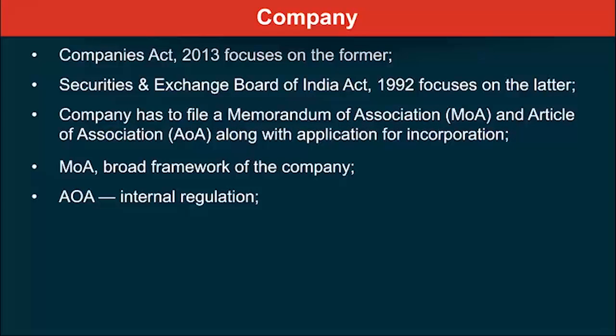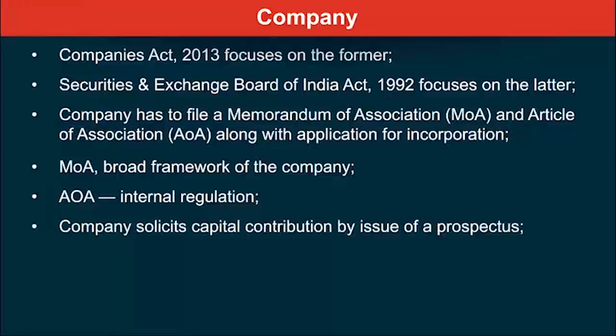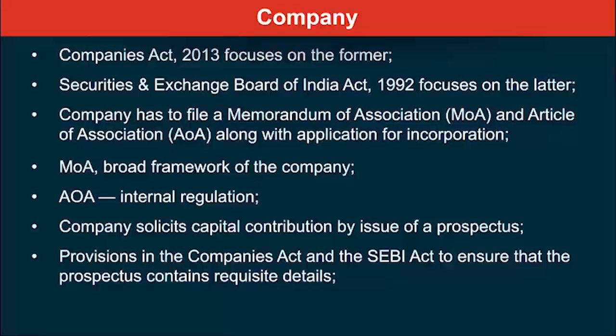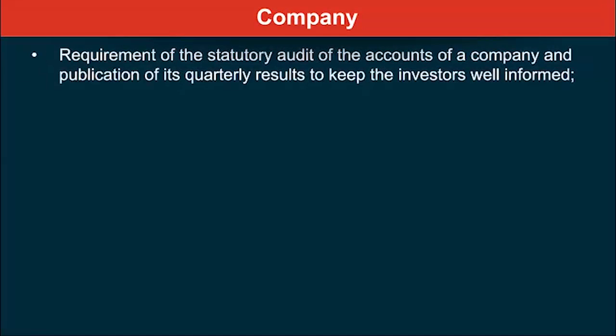When a company goes to the public for money, it asks for money from the public through a document called a prospectus. How you have to issue this prospectus and what it should contain is specifically stated in the Companies Act as well as in the SEBI regulations, not the SEBI Act. There is also a requirement of statutory audit. All companies have to mandatorily audit their accounts. Publication of quarterly results is required in case it is a listed company. It's not required for other companies.